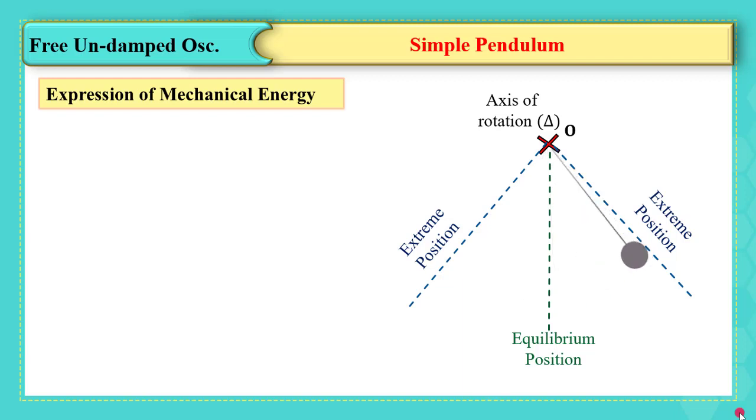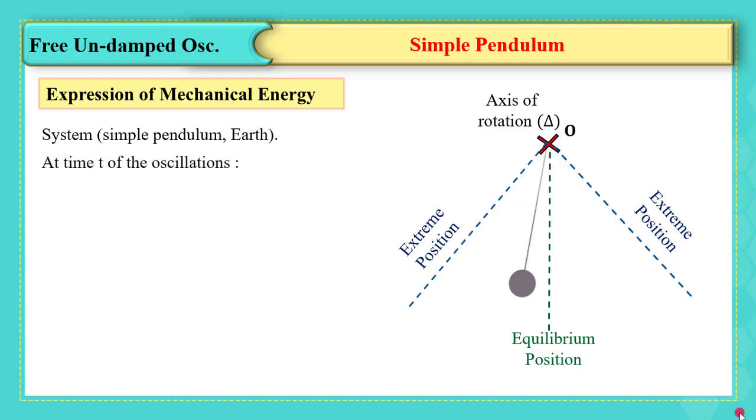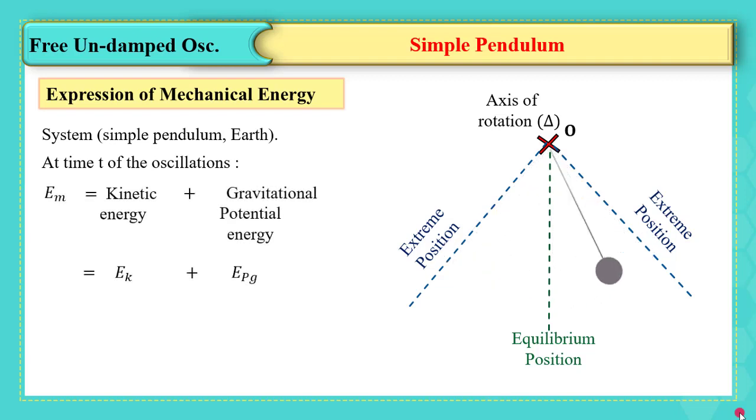As we have done before in the previous videos, to study the motion of this pendulum, first we have to look for the expression of the mechanical energy, starting with defining the system. The system here is the simple pendulum and Earth. At a given instant t, the mechanical energy for this simple pendulum is the kinetic energy and the gravitational potential energy. What is the expression of each one of these energies?